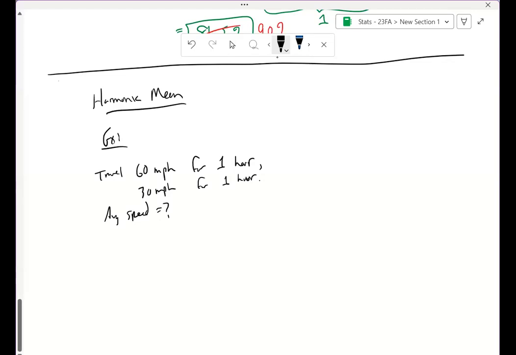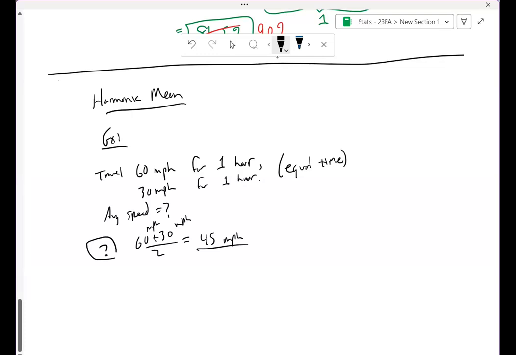Note that I traveled for equal time in this case. Well, I could compute average speed in two different ways. Maybe I do, I'm not sure if this will work, but let's see if it does. Maybe I do 60 plus 30 over 2 is 45 miles per hour. Or I could just do this the long way, right? I know that how far did I travel this first hour? So this is 60 miles per hour, 30 miles per hour.